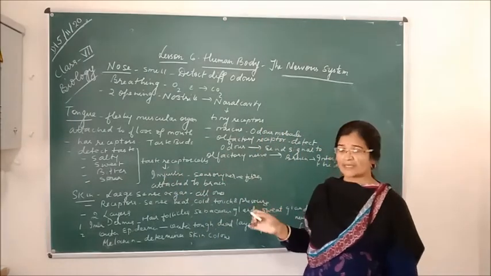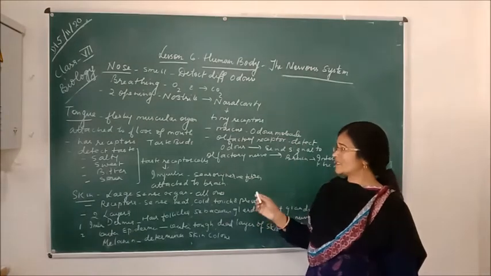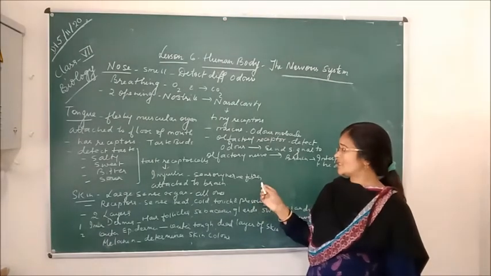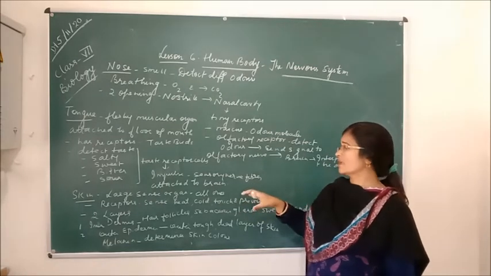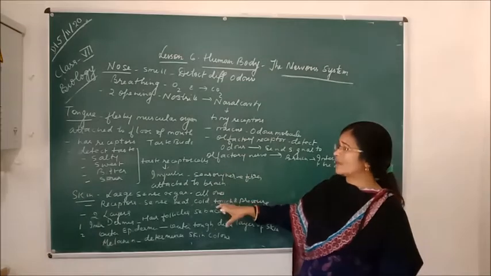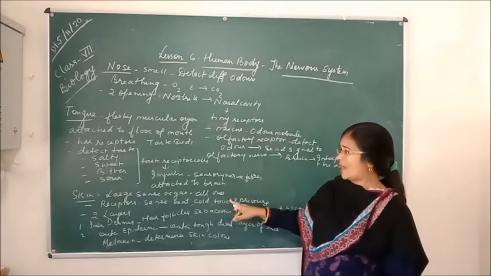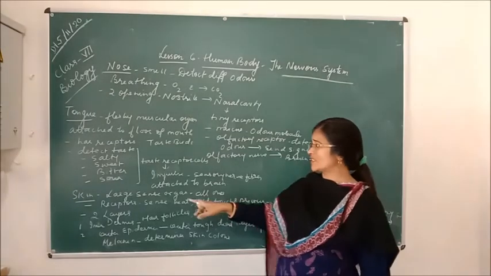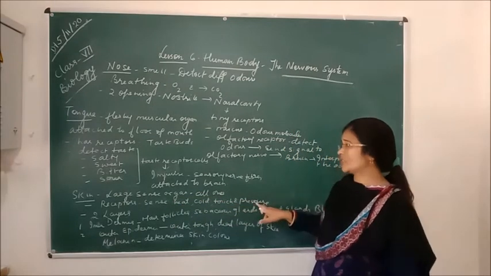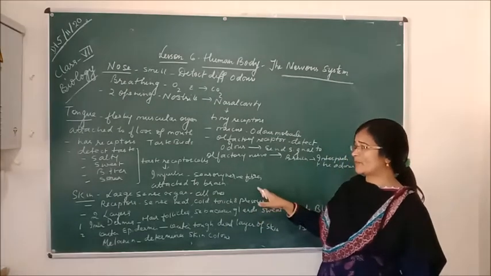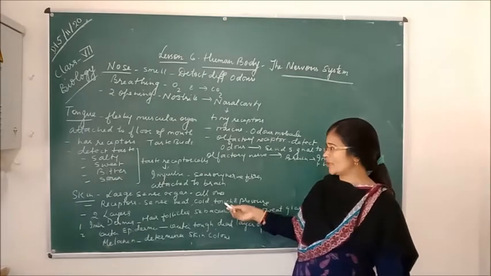Now the third and the last receptor organ which is present in our body is the skin, and it is the largest sense organ. Largest sense organ means out of the five: nose, ears, eyes, tongue, and skin, the skin is the largest sense organ, and it is present all over the body. The skin contains receptors which can sense heat, cold, touch, pressure and other kinds of feelings. And if we study the structure of the skin, it has two layers.